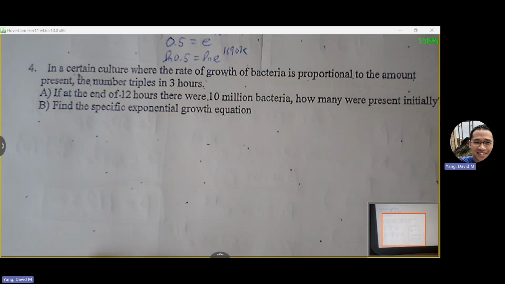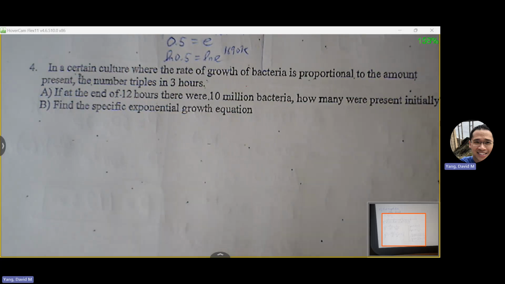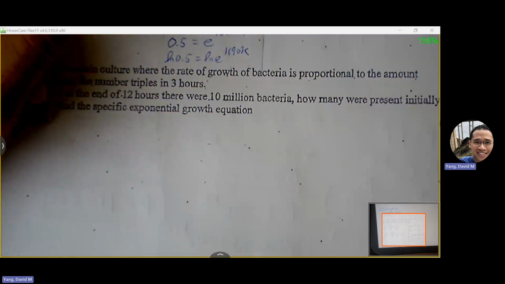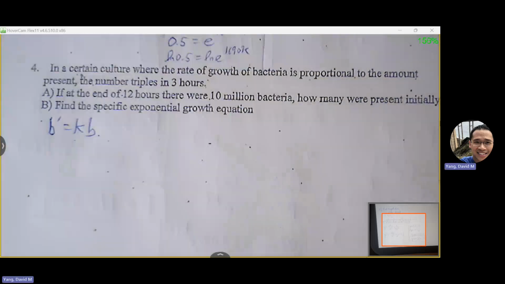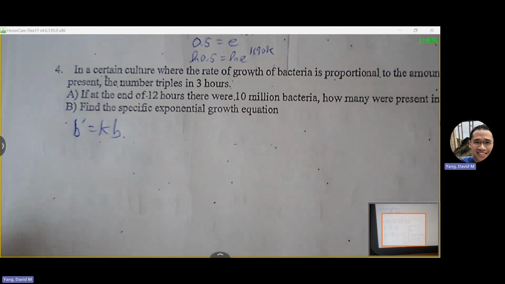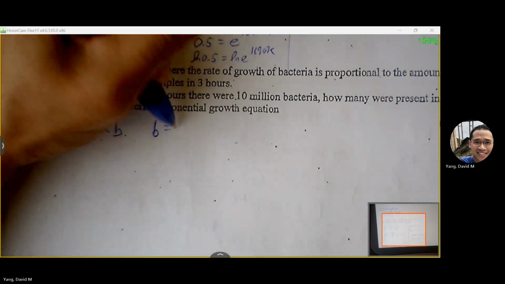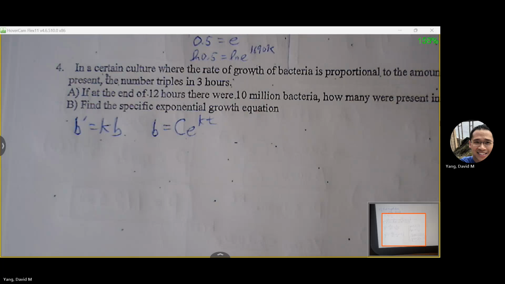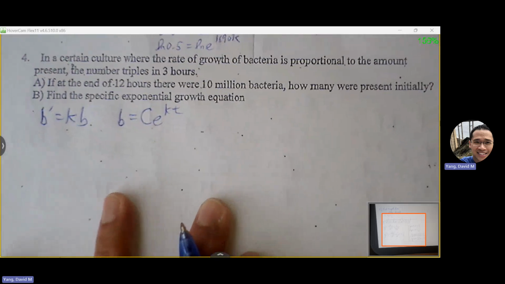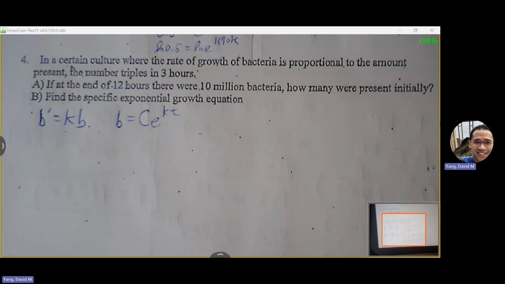In a certain culture where the rate of growth of bacteria is proportional to the amount present. So again, same relationship, B prime is equal to K times B. So it's going to end up being B is equal to C e to the KT. The number of bacteria is going to triple in 3 hours. Okay. If at the end of 12 hours, there were 10 million bacteria, how many were present initially?